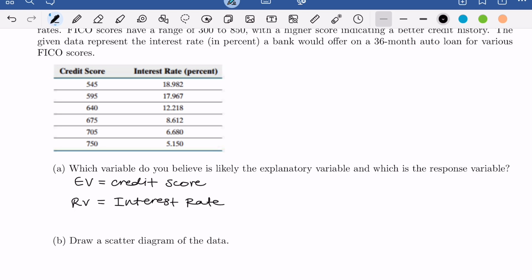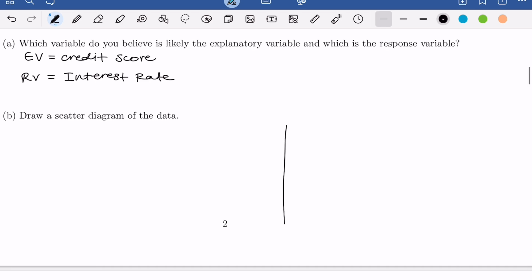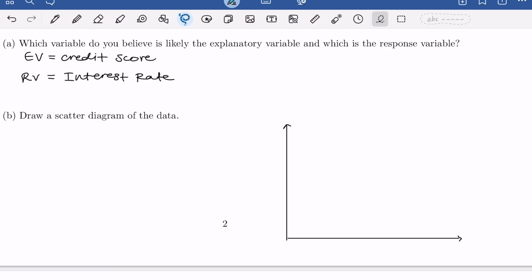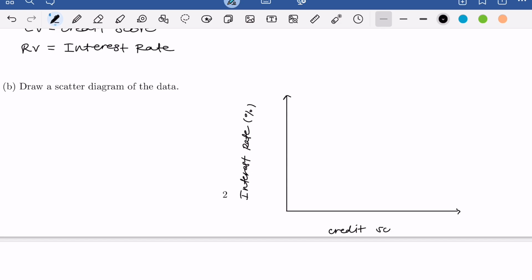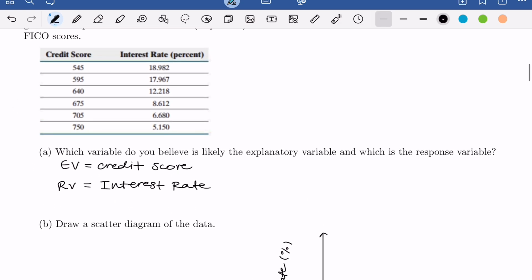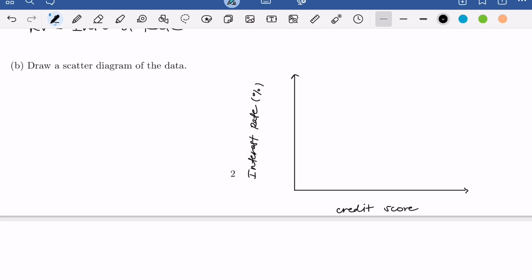All right. Now for part B, we want to draw a scatter diagram of this data. Let's put it in this corner here. We know that on our vertical axis is going to be our response variable, so this is going to be our interest rate. And then our horizontal axis is going to be our explanatory variable. Let's make sure this is lined up nicely. So we're going to have our interest rate here, and our units, this is a percentage here, and then our credit score. Our range is, we're going to do 550 to 750 here, and we'll increase in increments of 50. So starting at 550, 600, and so on.